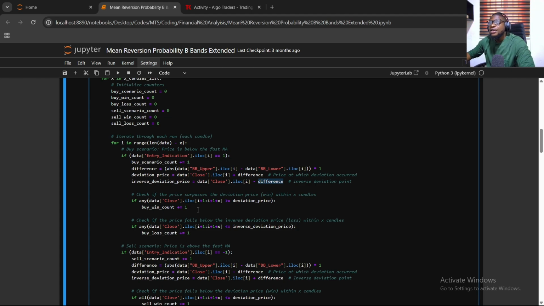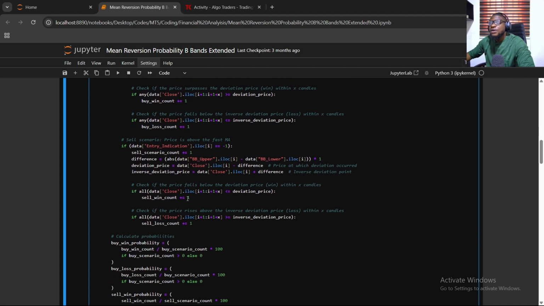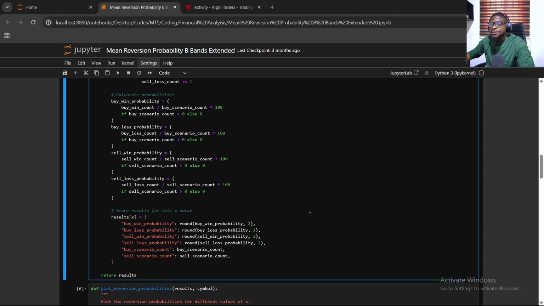Now, if any of the close prices in a certain amount of candles is above or equal to the deviation price, we count that as a win. And if any of the close prices in a certain amount of candles is below the inverse deviation price, we count that as a loss. Okay, so we do this for buy, and we also do this for our sell entry indications here.